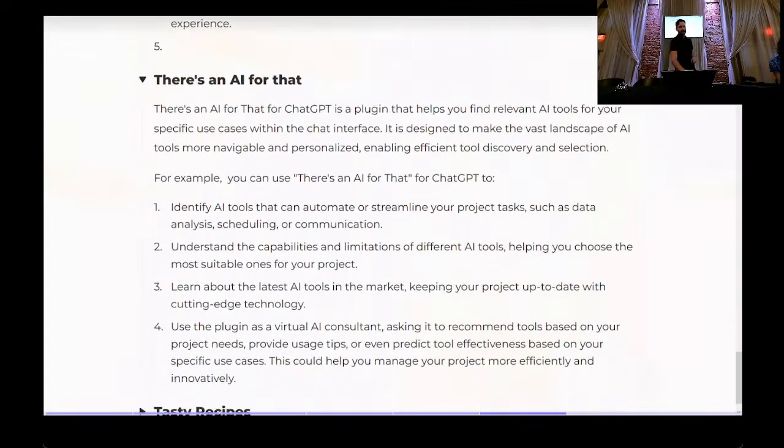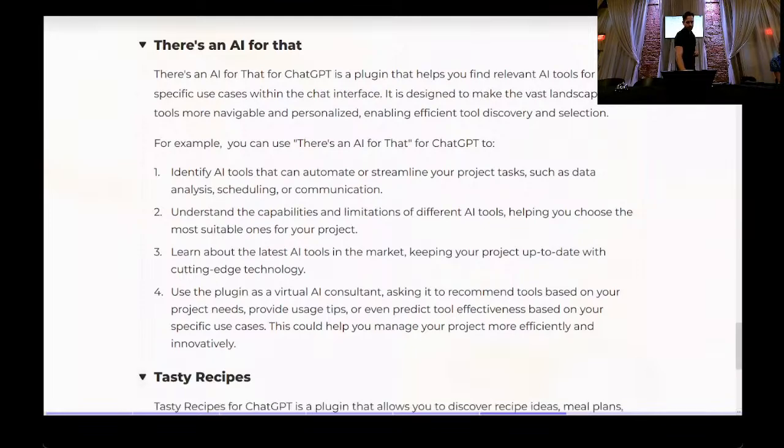There's an AI for that. Basically, you will give it an idea, and it will say, there's this AI or this AI, and it will help you do those things. So if you're looking for all these different AI tools to help you accomplish the different things that you're looking for, use the There's an AI for That plugin, and it will give you an idea if there's actually an AI to help you with that.